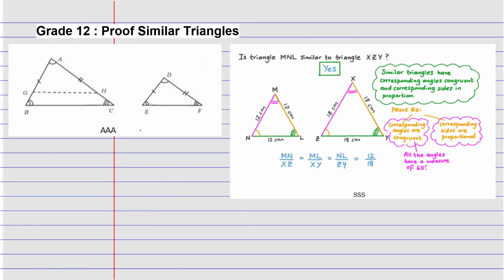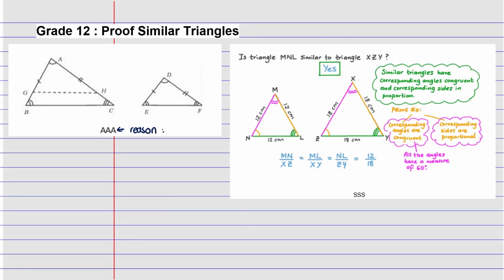The first case is proving that all angles are equal to each other. From the diagram, we see that angle A is equal to angle D, angle B is equal to angle E, angle C is equal to angle F. If you can prove that all angles are equal to each other, then we can say that triangle ABC is similar to triangle DEF. And your reason for that will be angle, angle, angle. Does that make sense?